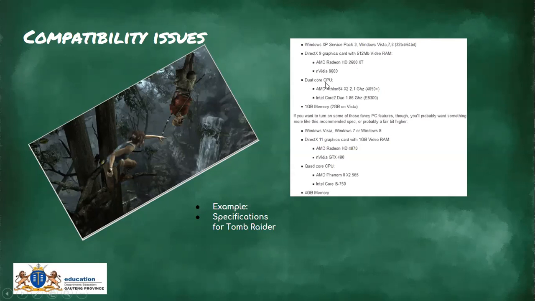Then the processor, you need a dual core of this kind, 2.1 gigahertz clock speed, the processing power, Intel Core dual core 1.8, and 1 or 2 gigabytes of RAM. If you want to turn on some of those fancy features, though, you will probably want something more like this recommended specification, a fair bit higher: Windows Vista, 7 or 8, a DirectX 11 graphics card with 1 gig of video RAM.